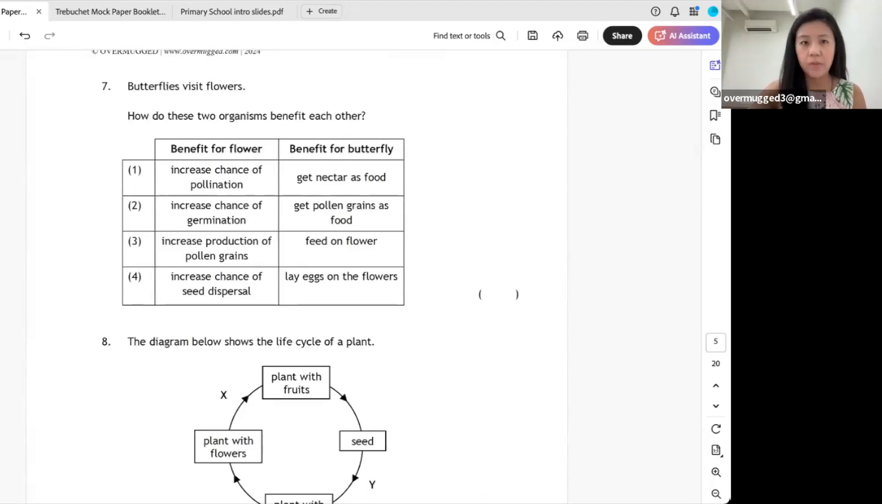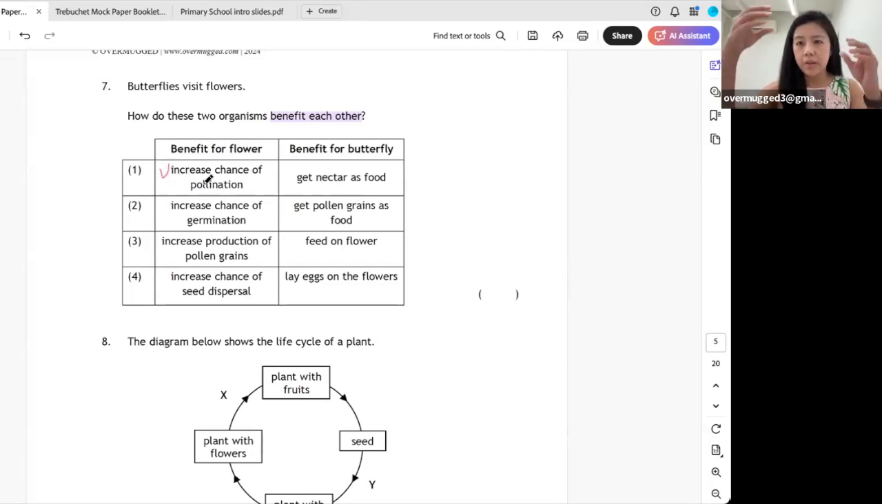Butterflies visit flowers. You learn about the process of pollination. Okay. Now, how do these 2 organisms benefit each other? There's a reason why butterflies visit flowers. There's something from the flowers they want. It is also advantageous for the flower to have the butterflies visit them. All right. So the benefit for the flower is to increase the chance of pollination.